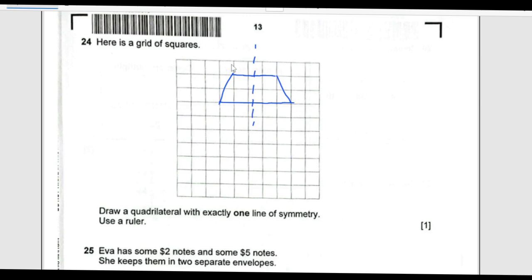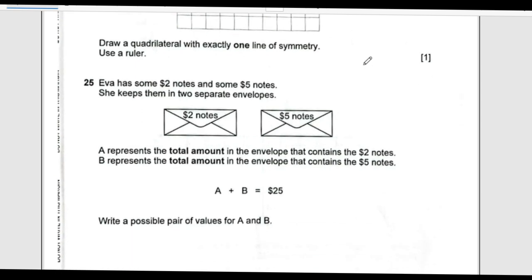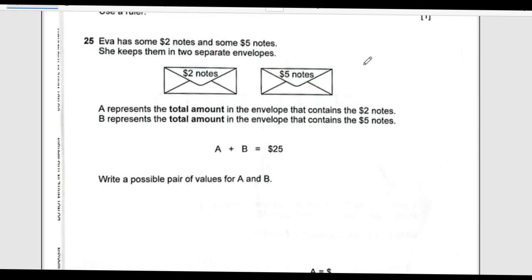Okay. So, you can let me know in the comment section what other shape you can draw with one line of symmetry. So, let us see how many of you get another shape than the trapezium. And so, we have number 25.